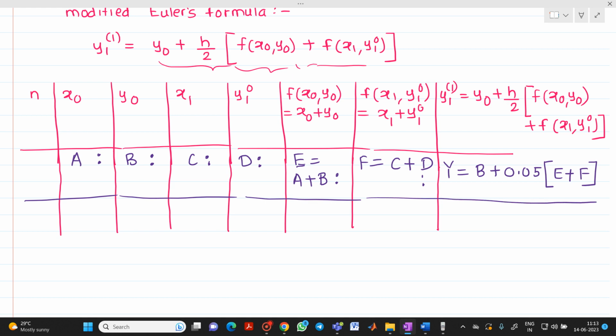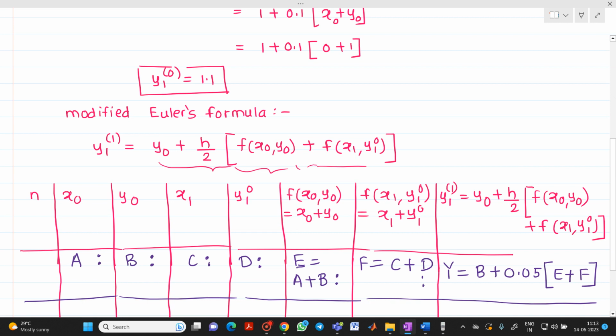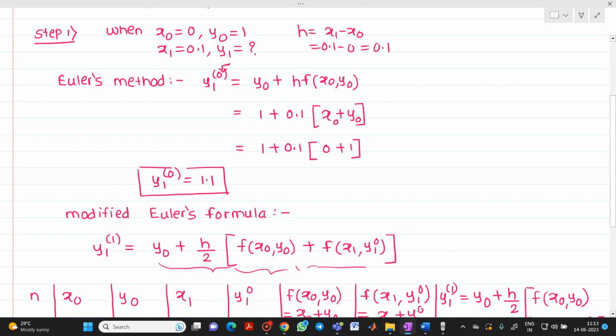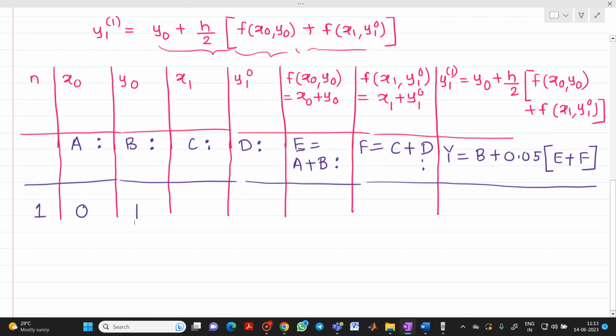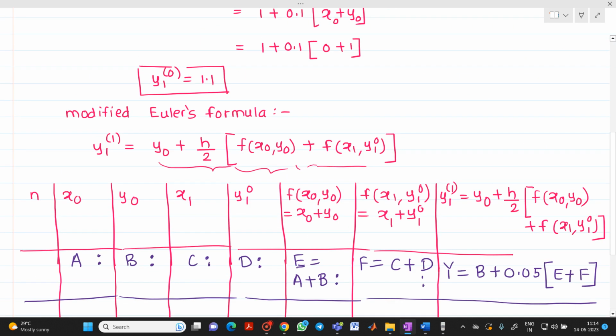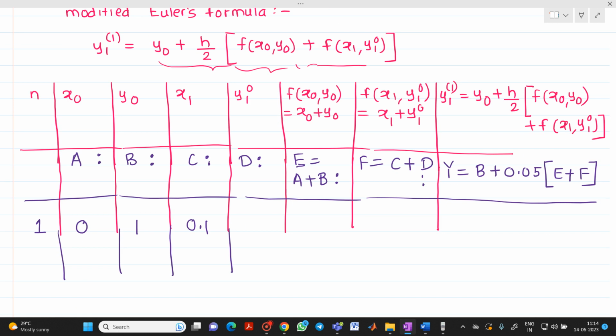So I will start with this first iteration. What is the value of x0 here? If you see, what is the value of x0? 0. What is the value of y0? 1. What is the value of x1? We have to determine it for 0.1. So let me write it here, 0.1. What is the value of y10? We got y10 as 1.1.